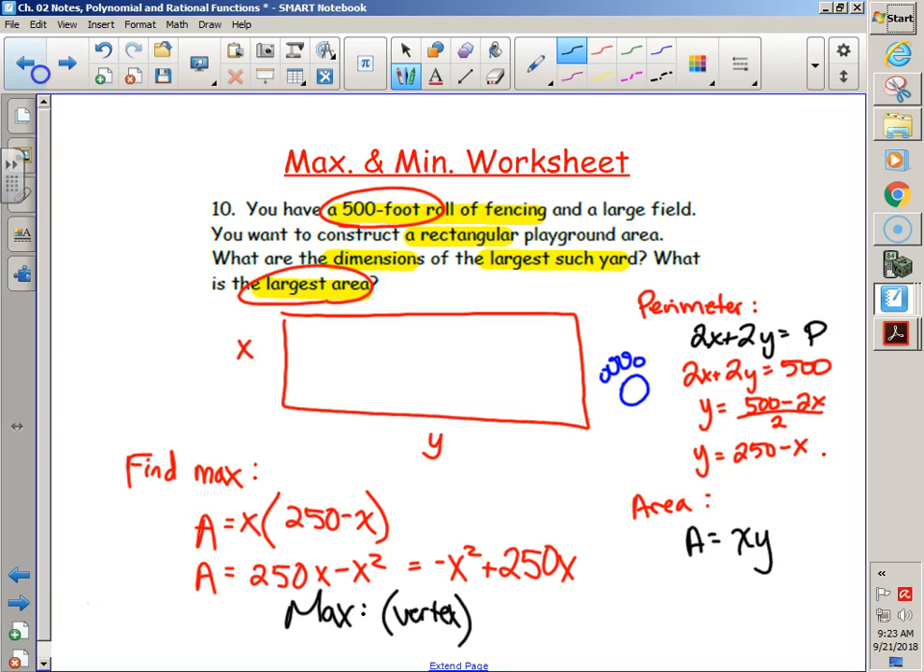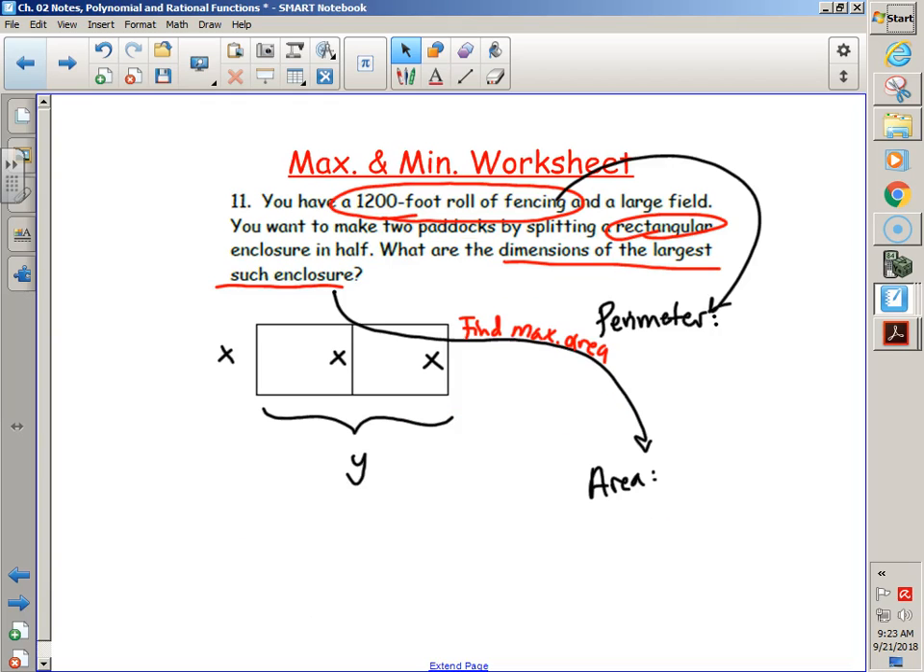And should you know how to find a vertex by the end of this homework, this section, this worksheet? I hope so. So what are you doing for number 11? Finding the maximum of hopefully eventually a quadratic, aka finding the vertex. See what you can do.